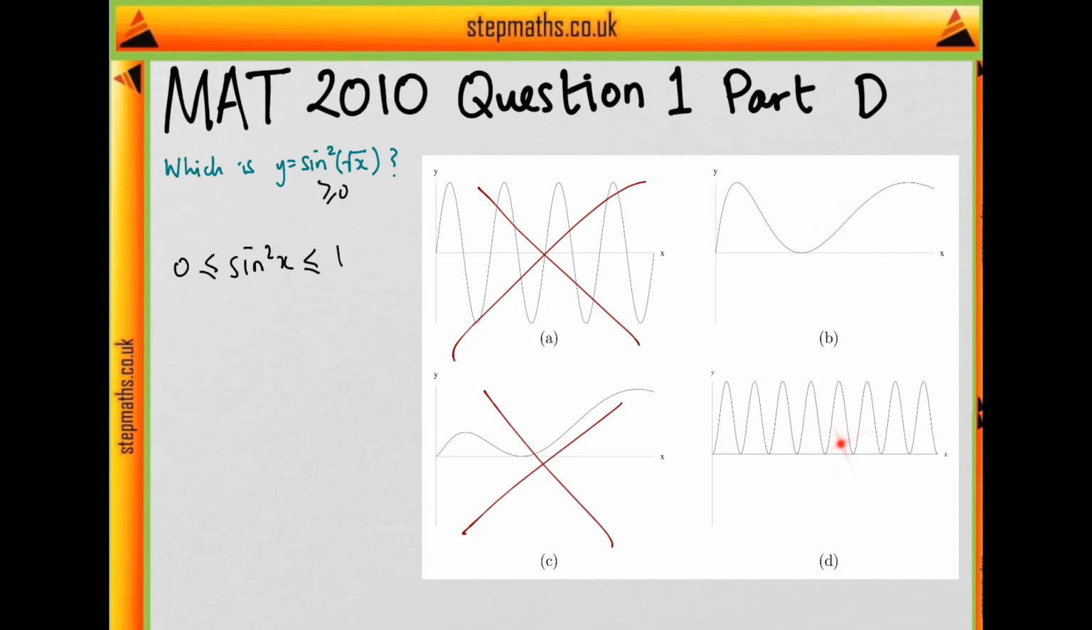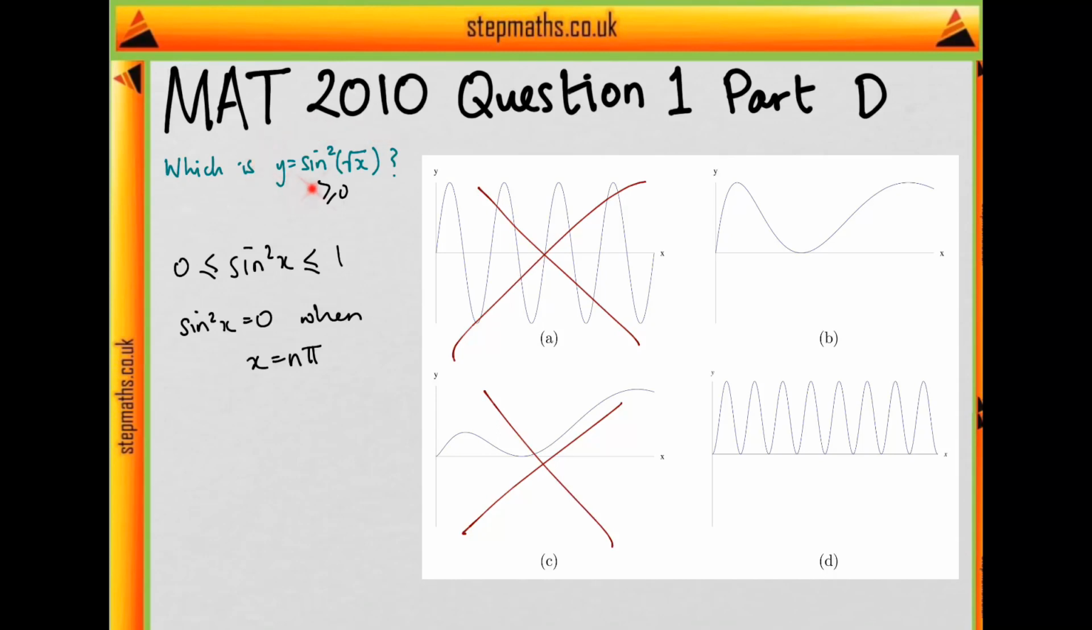Okay, so now we have to decide between these two graphs. So let's look at when this function is equal to 0. So we know that sine squared x is equal to 0 when x is equal to n pi, because it has roots at the same places as sine x.